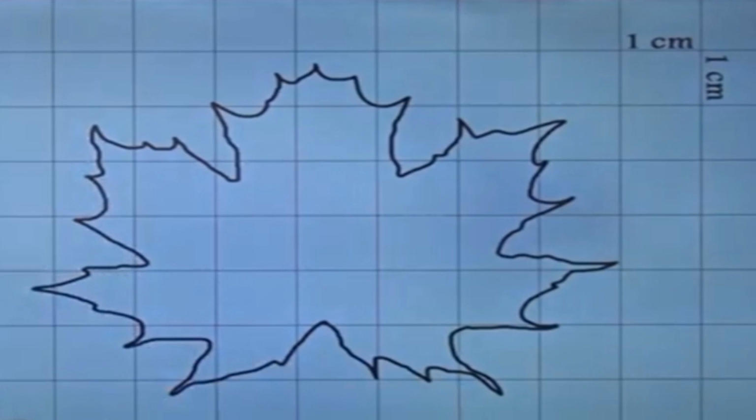Children, first of all, what should we do? We should count the number of squares which were completely covered by the irregular shape. See, count it. 1, 2, 3, 4, 5, 6, 7, 8, 9. These are all the squares which were completely covered.